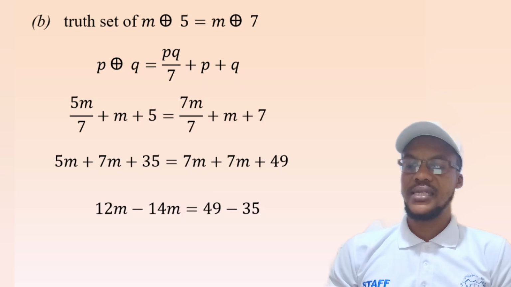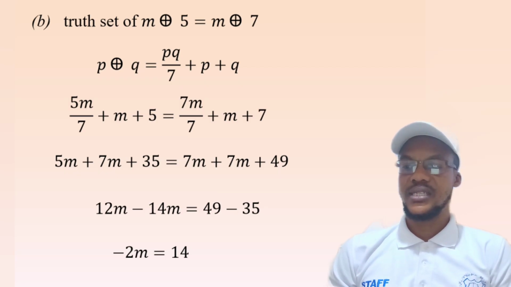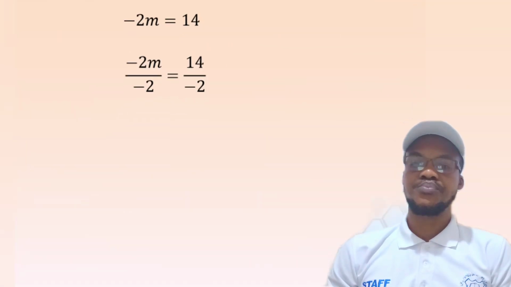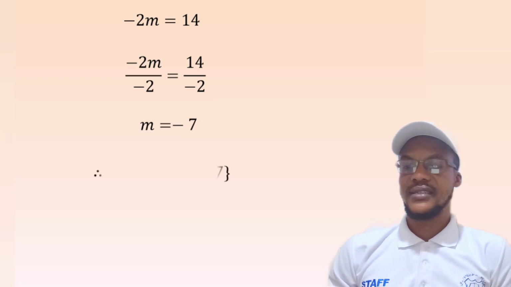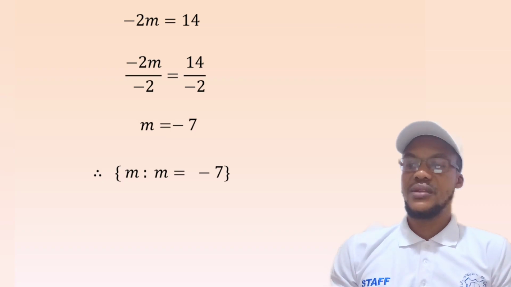Then we can group like terms. If you group like terms, then we have 12M minus 14M is equal to 49 minus 35. And then we have -2M is equal to 14. Then we divide both sides by -2, and therefore our M is -7. So the true set is M, such that M is equal to -7. So the B part is also answered.